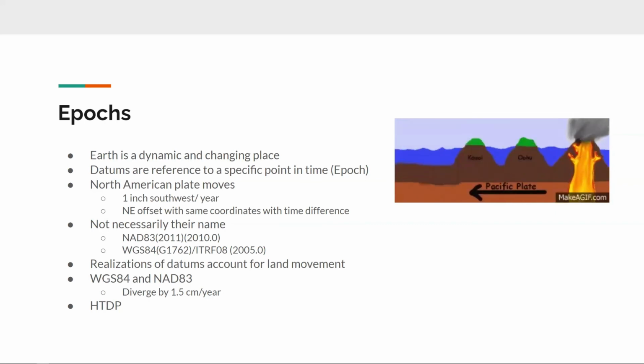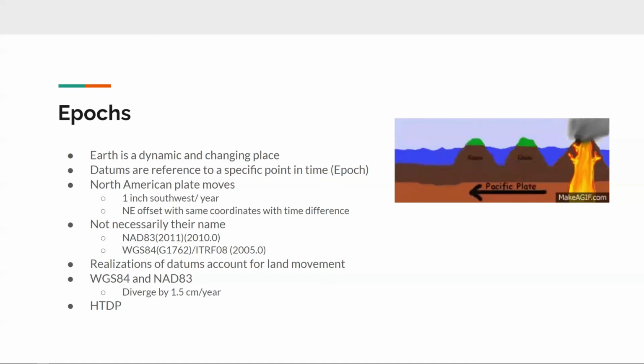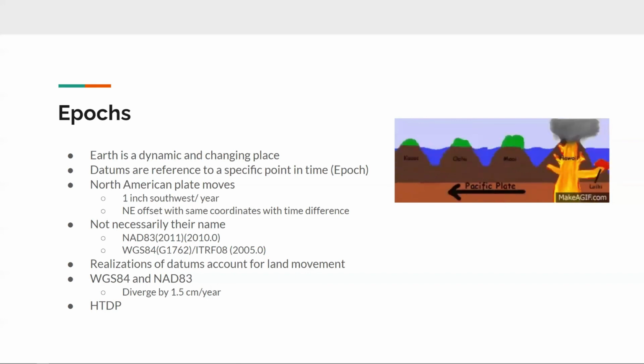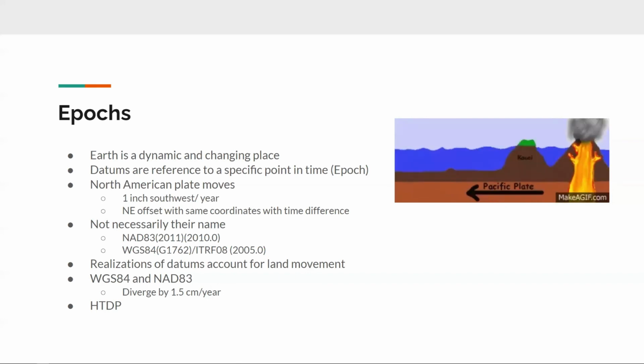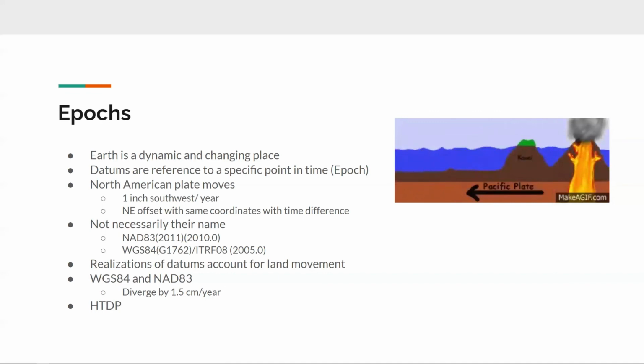The North American plate moves. So if you had the same exact coordinates, but you collected the point 20 years apart, you're going to have a northeastern offset, just because that tectonic plate, you can think of it shifting underneath you at a rate of about 1 inch southwest or so per year. So that HTDP tool that I showed you, available on the NGS website, you can use to adjust for the shift. Again, with NAD 83, since it is tied to the plate, you don't have to worry about it. But with WGS 84 points, you do, because the planet is a constantly moving, living, breathing place.